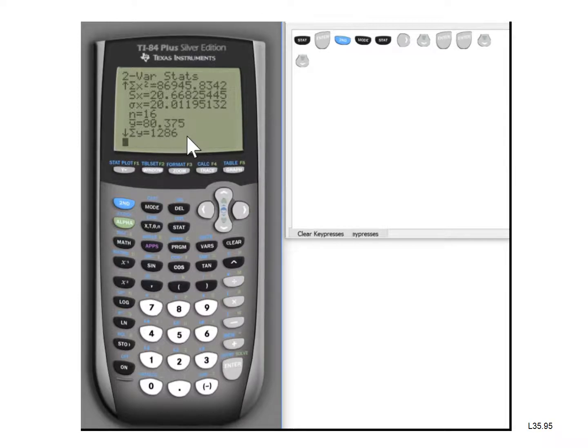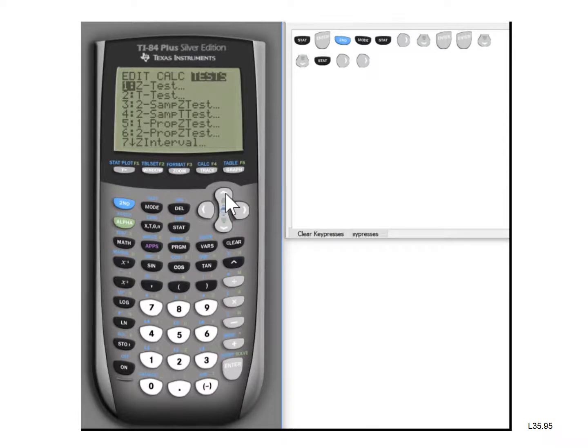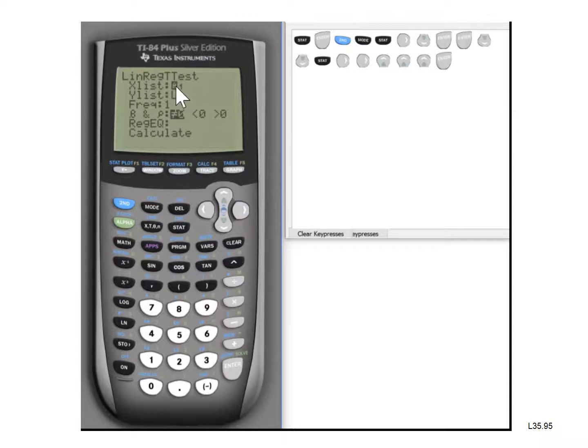Now, once you've done that, your calculator will compute the equation of the line and perform the hypothesis test that we want at the same time. So let's do that. I'm going to go back into Stat. I'm going to go over to Tests. And it's easier to go up from here. We're looking for the linear regression t-test. I'm going to choose linear regression t-test. It's going to ask where the x's and the y's are, L1 and L2. If you've done it like me, the frequency should be 1.